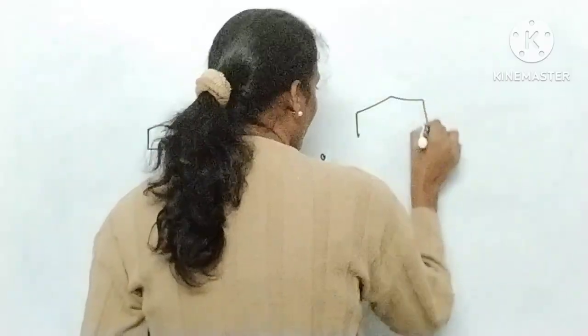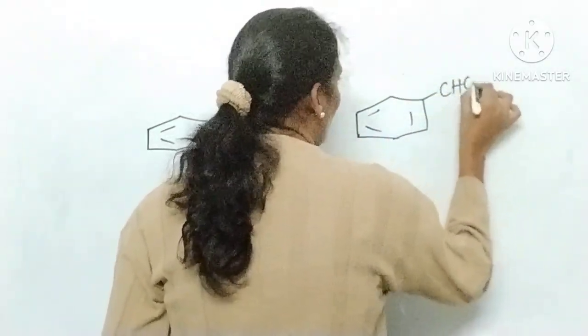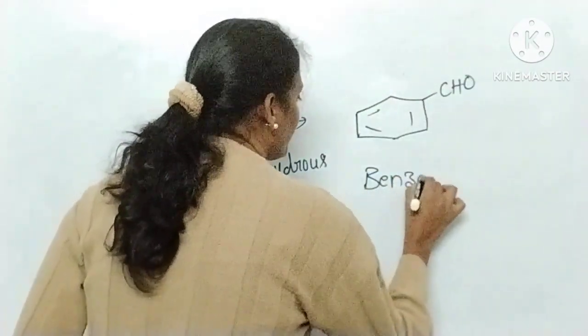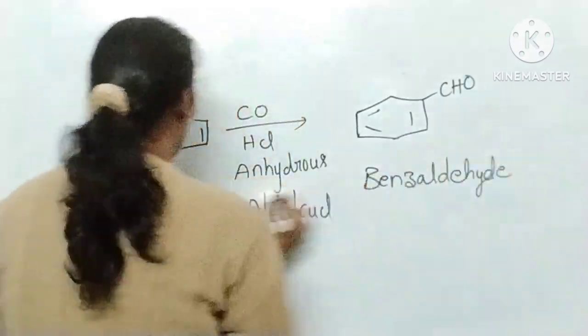Simple question. The major product here is benzaldehyde, CHO. See, benzaldehyde is the major product from benzene.